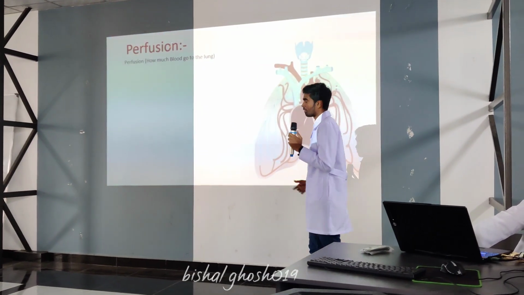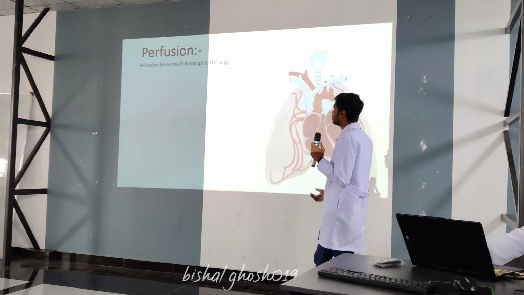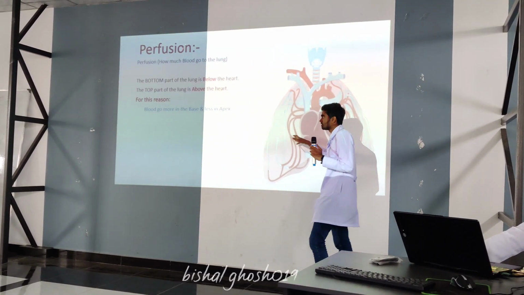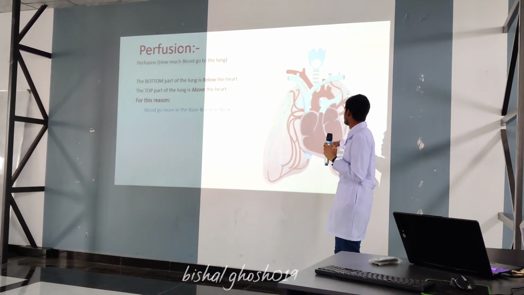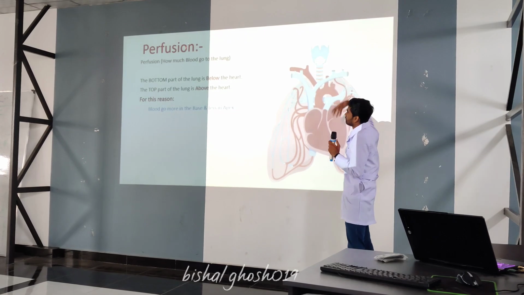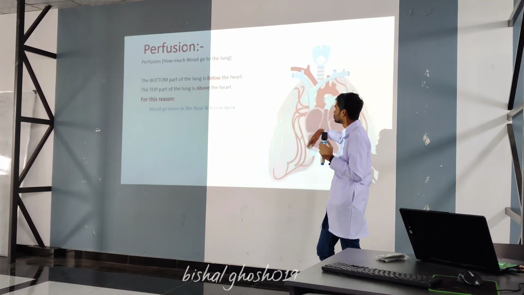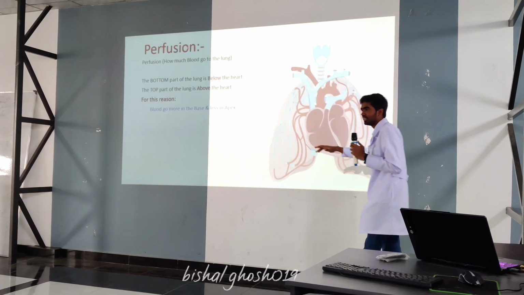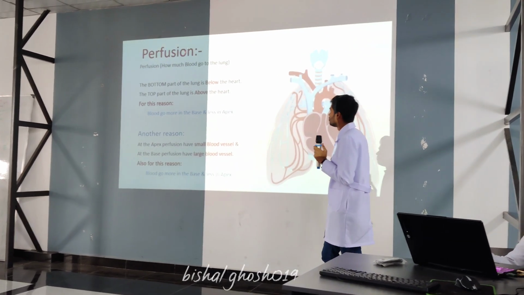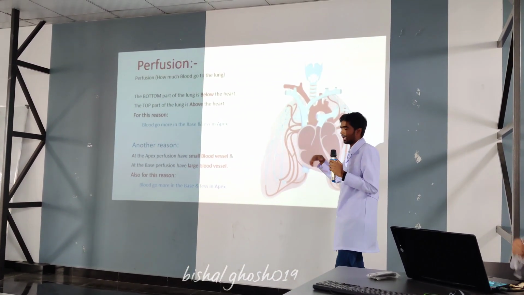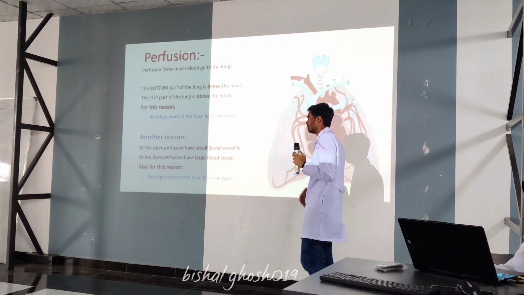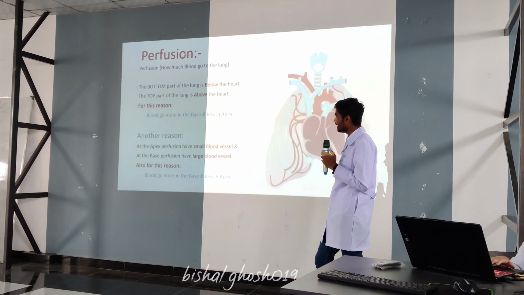Now we will talk about perfusion. Perfusion means how much blood goes into the lungs. We see in the picture, this is the lungs and this is our heart. The bottom part of the lungs is below the heart and the top part of the lungs is above the heart. For this reason, blood goes more to the base and less to the apex. And there is another reason. The apex has small blood vessels, and the base has large blood vessels. Also for this reason, blood goes more to the base and less to the apex.